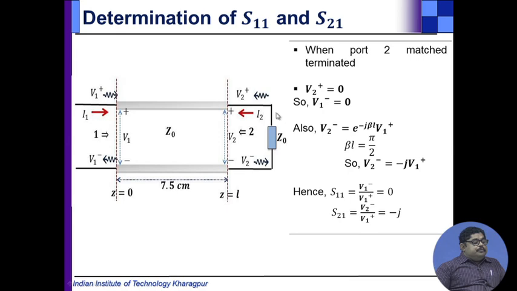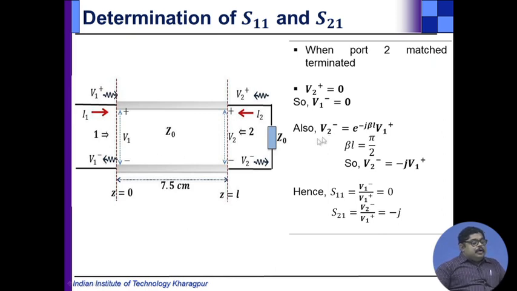Now, for finding S11 and S21, you will have to match terminate port 2, as we have seen. You connect a Z0 here. The moment you put Z0 here, V2 plus is 0, that means whatever signal is coming from here, nothing is going back. So, V2 plus is 0. If V2 plus is 0, V1 minus also becomes 0.